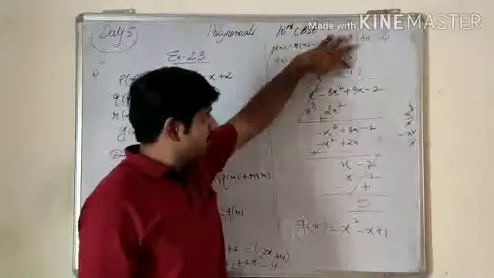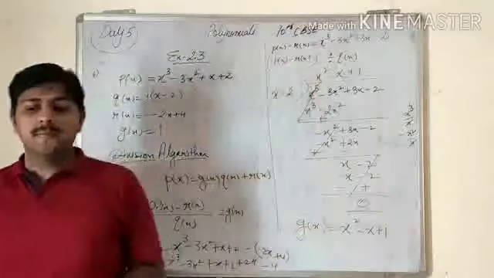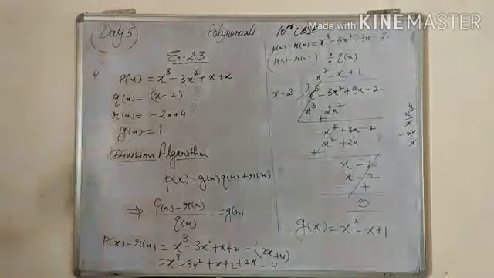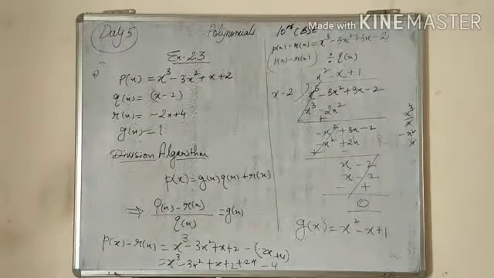It means whatever the quotient is, that is g(x). This much is the solution of question number 4. Now we will start the next question, which is question number 5.